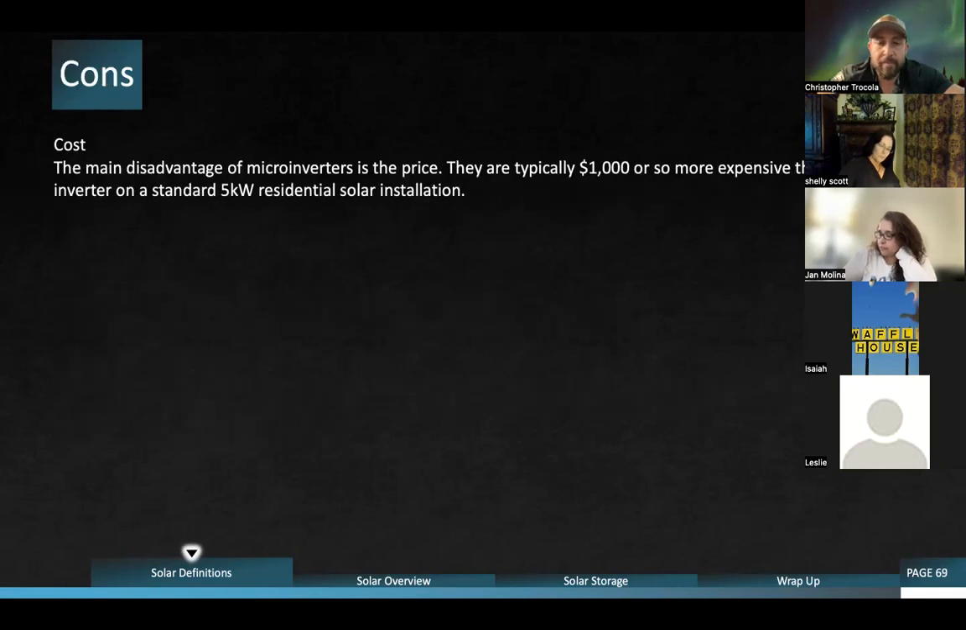Here's another one. The main disadvantage of microinverters is the price. They're typically $1,000 more expensive than a string inverter system on a standard 5 kilowatt residential solar system. The cost can increase, and they still do increase. Not can, it will increase. Okay.